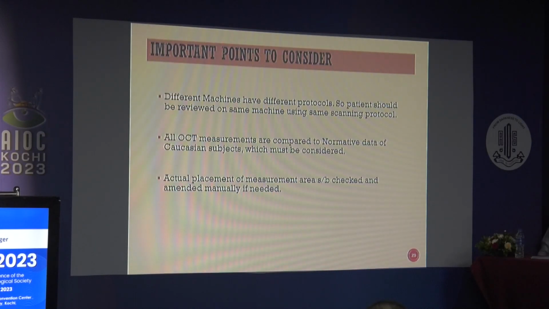So in the last, what are the important points to consider? Different machines have different protocols, so patients should be reviewed on the same machine using the same protocol. All the OCT measurements are compared to the normative data of Caucasian subjects, which must be considered. The actual placement of the measurement area should be checked and amended manually if needed. So if you are examining the optic nerve area, that should be properly centered. You should manually amend if there is some decentration, because otherwise the values will come out fallacious.